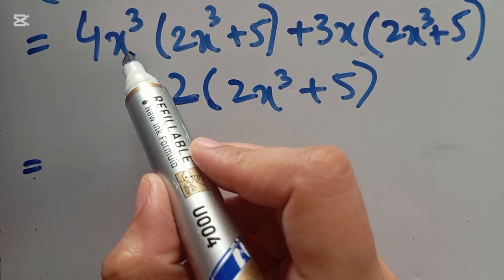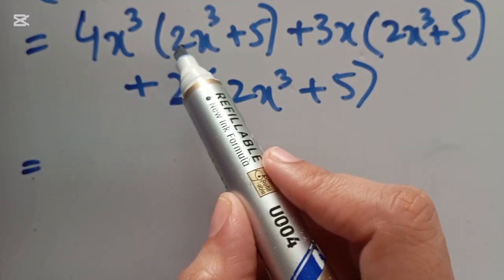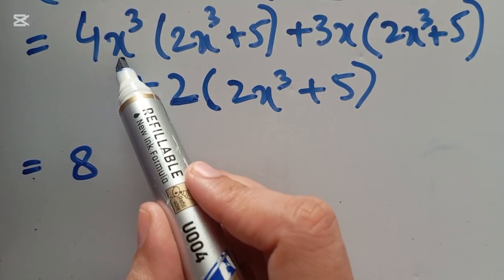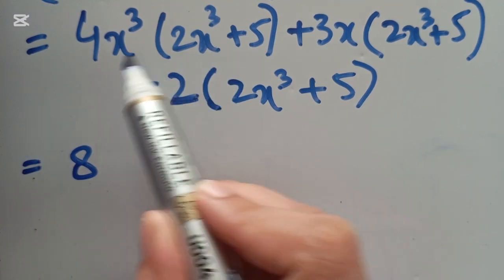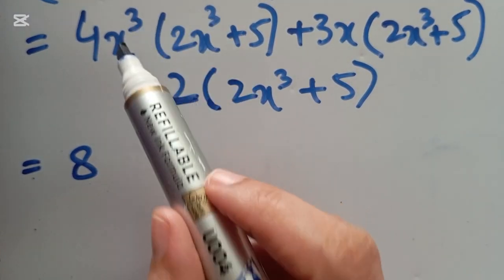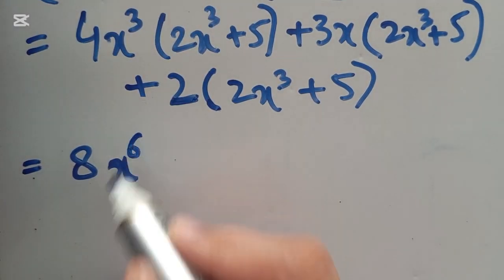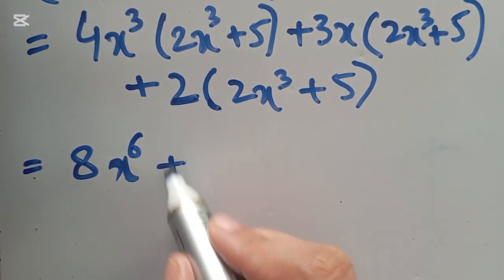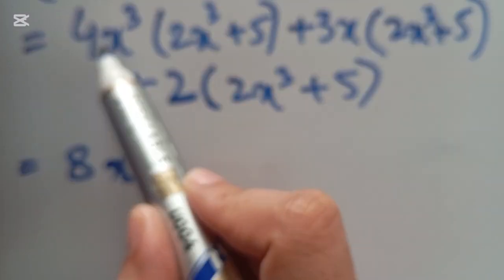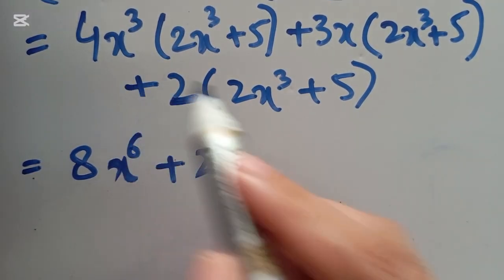So 4x cubed is going to multiply with 2x cubed. 4 and 2 after multiplication will give you 8. And this is x cubed, this is also x cubed. Variables are same, bases are same, so their powers can be added. So 3 plus 3 will give you 6. Then 4x cubed will multiply with 5, 4 and 5 after multiplication will give you 20, and x cubed will remain as it is.